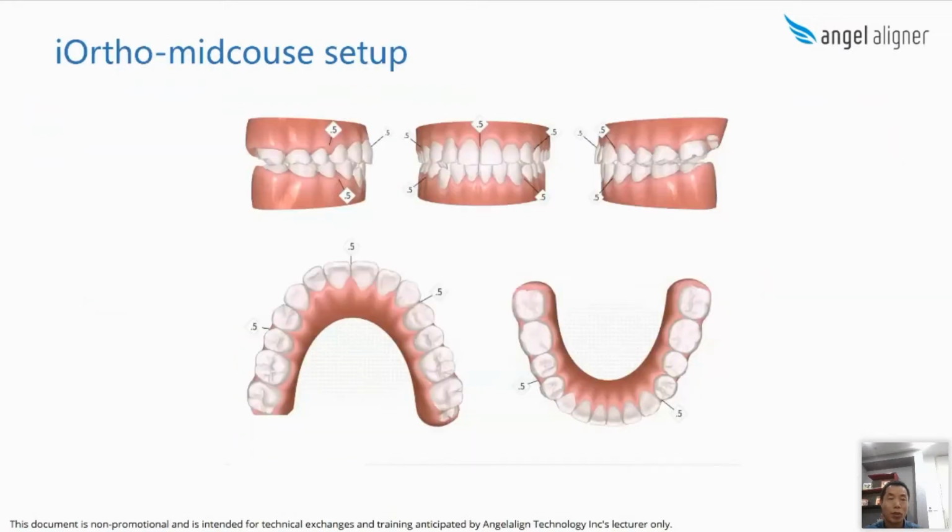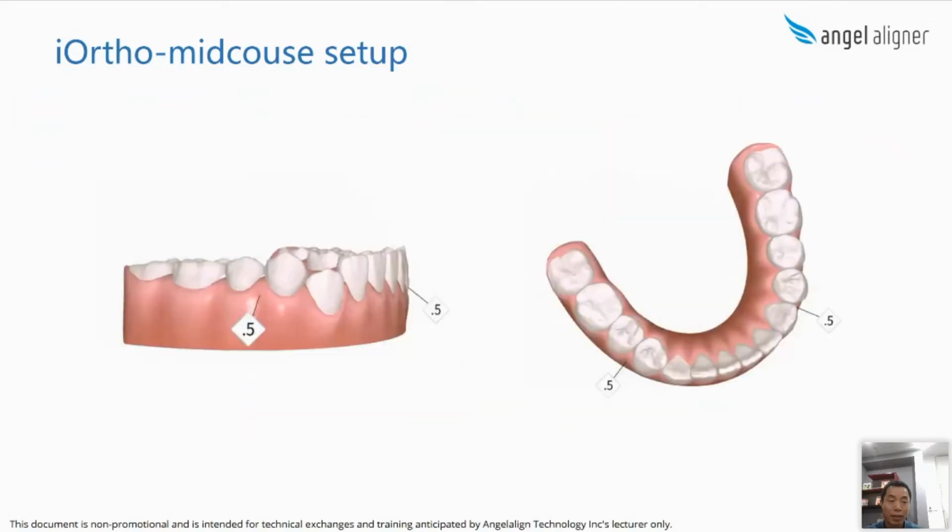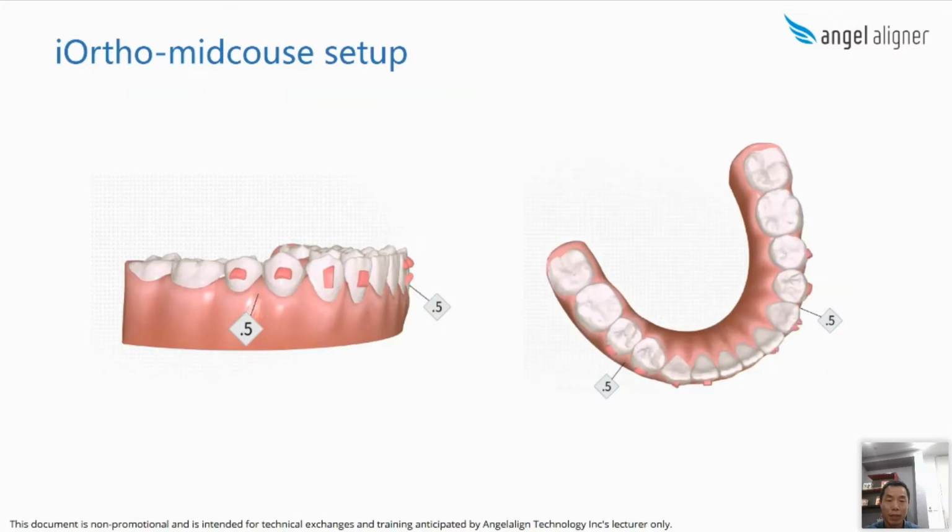So this is a mid-course setup. You can see IPR here to create space for the canine. Let's see from this view, maybe it's clear. Okay, we have attachment and extrusion: create space, and then extrude. IPR here, and we create space for the canine.